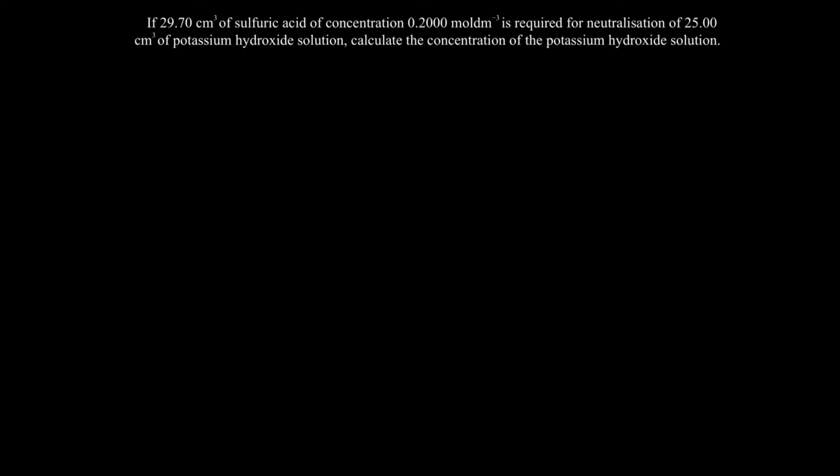The first thing we're going to do is write the equation. We have sulfuric acid reacting with potassium hydroxide, KOH, to form potassium sulfate, K2SO4, and H2O, salt and water. This is the neutralization reaction. To balance this, we need two KOH because we have two H+ here, so we need two OH-, and we form two H2O. They've already given us exactly how much sulfuric acid was needed.